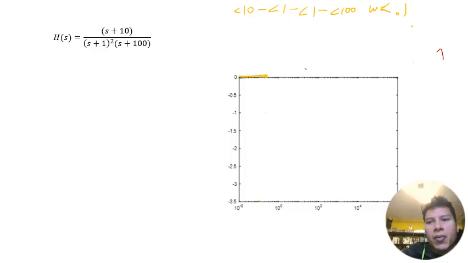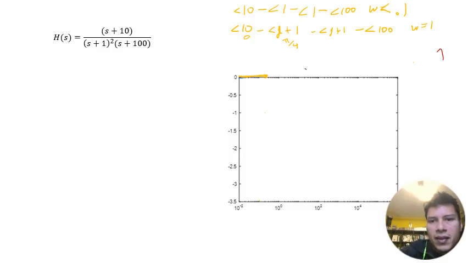once we get to 1, at omega equals 1, we have the angle of 10 minus the angle of 1, or j minus 1, minus the angle of j minus 1, minus the angle of 100. So at 1, we're going to have 0, pi, this is pi over 4. This should be plus 1. I don't know why I keep writing. So it's negative pi over 4, negative pi over 4, and then this is 0. So we have pi over 2. So at 1, we should be around here.